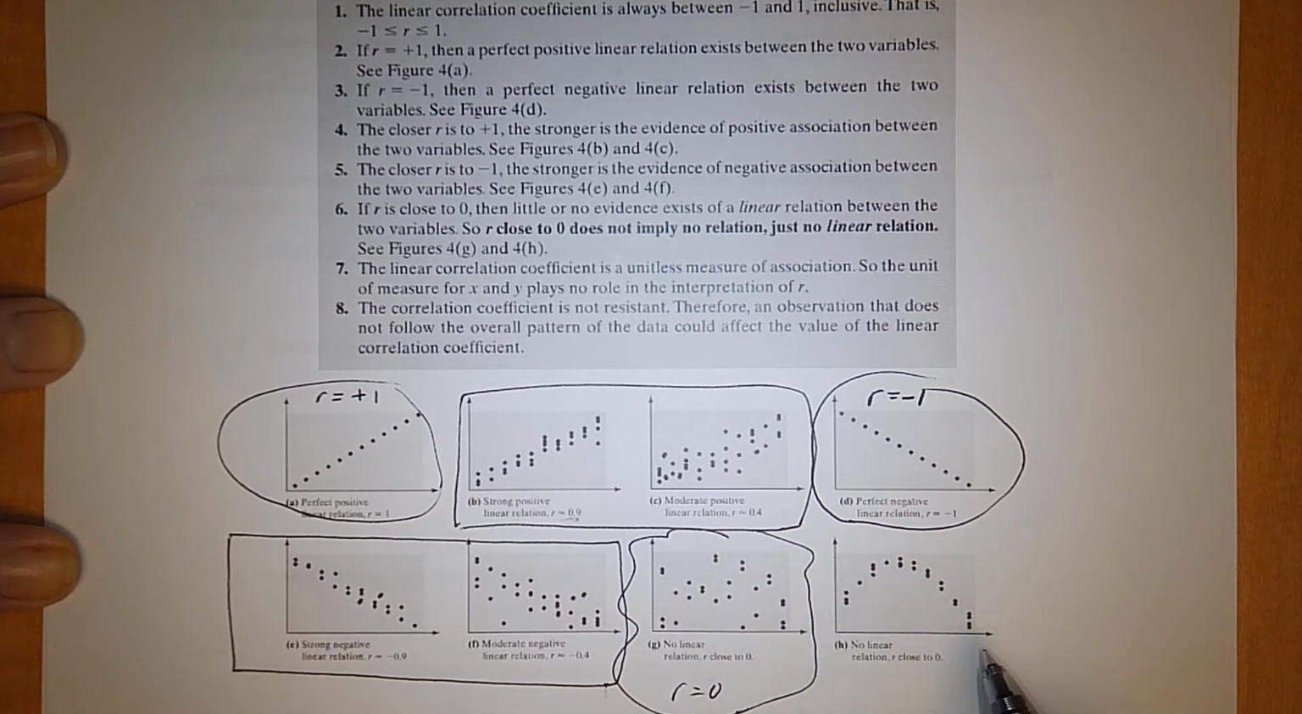Even though this does have a relationship, I can definitely see where the next data point is going to lie. It's pretty obvious what's going to happen, it's going to be cyclic of some sort, but it is not linear. r only measures linear relationships, so this is also going to have an r close to 0. Even though there is a relationship, it is not linear. Neither of these have a linear relationship. This has no relationship at all. This has a relationship, but neither of them are linear.